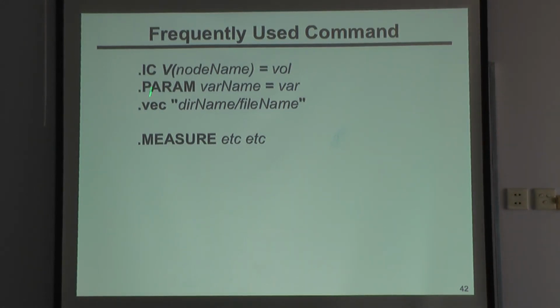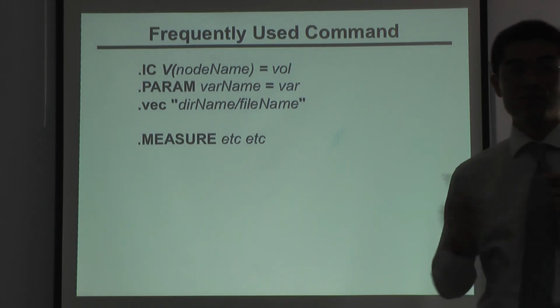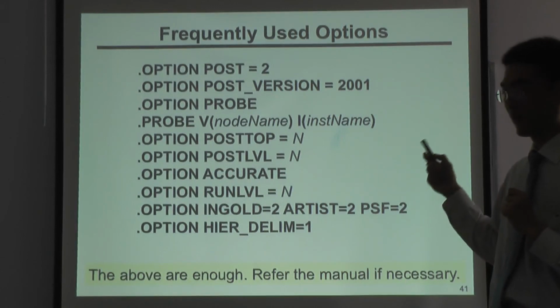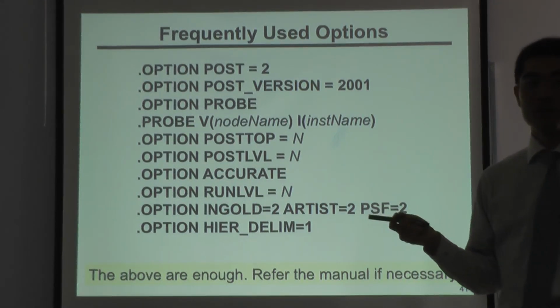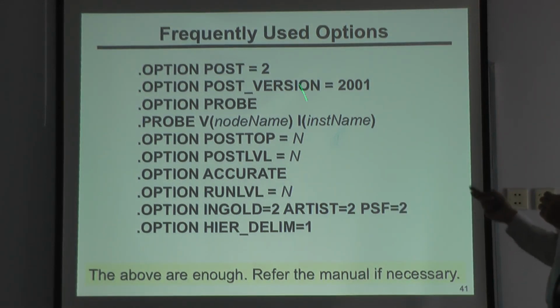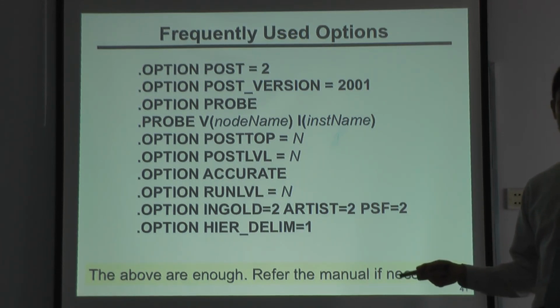We have .ic, which specifies the initial conditions, and .param, which can parameterize values, and .data, where we can input our data. You can look in your SPICE manuals for what these mean, and I want you to understand at least these, and then you can freely specify as you want.